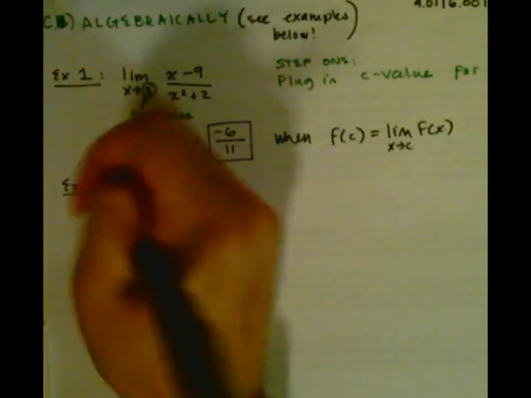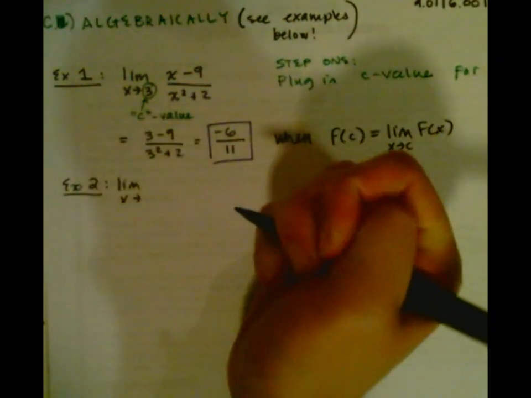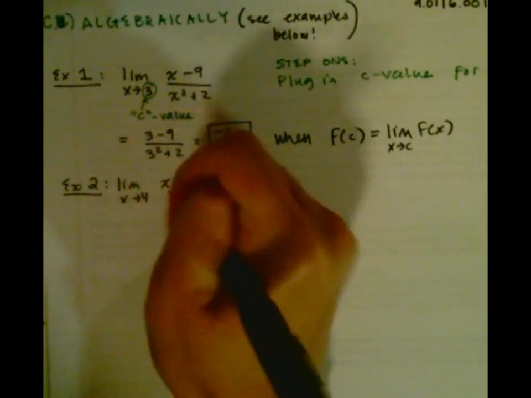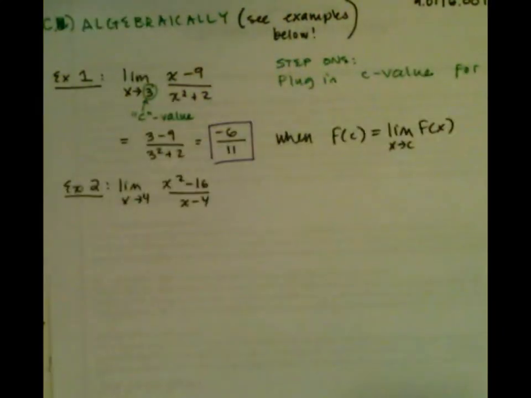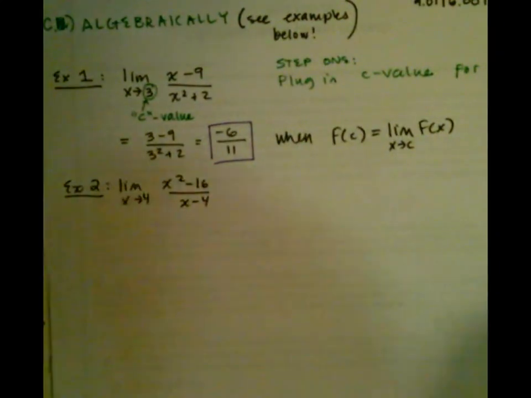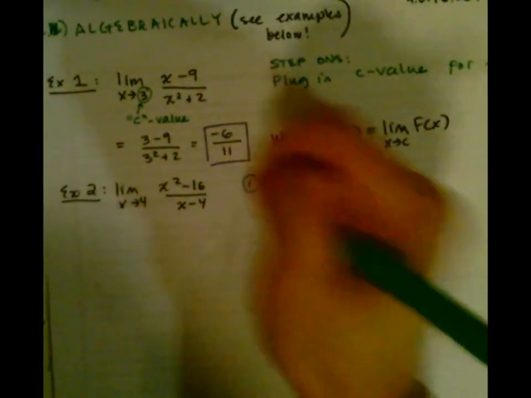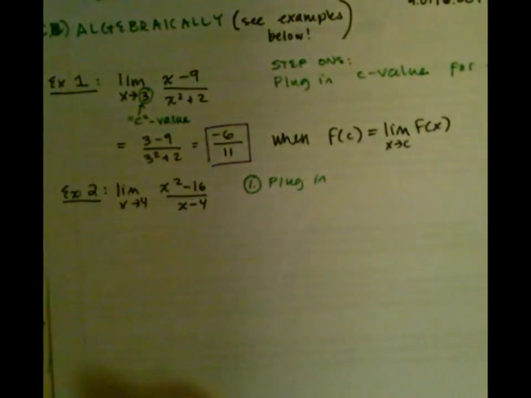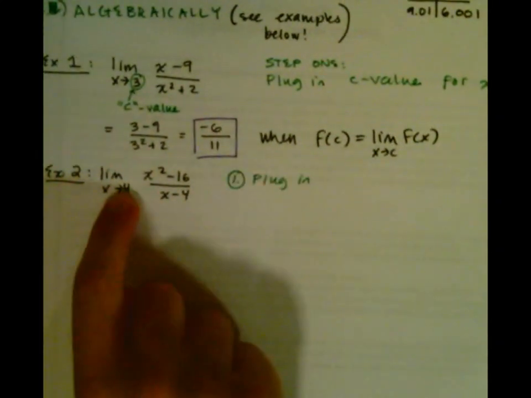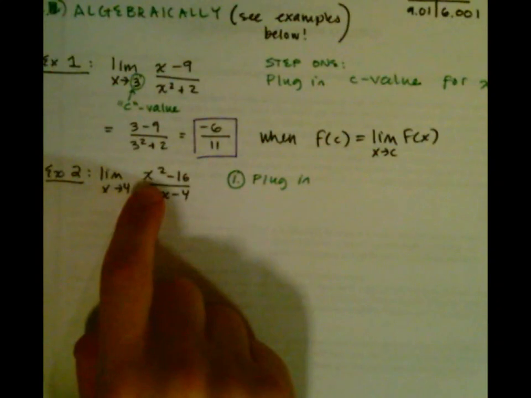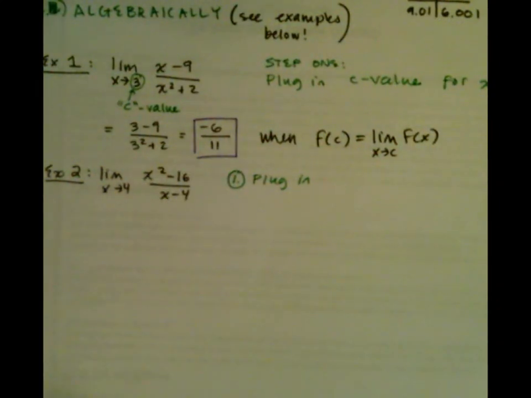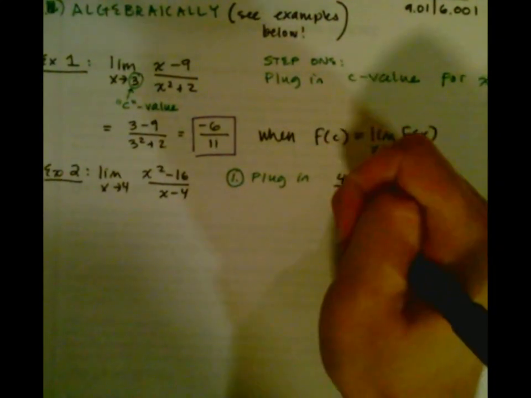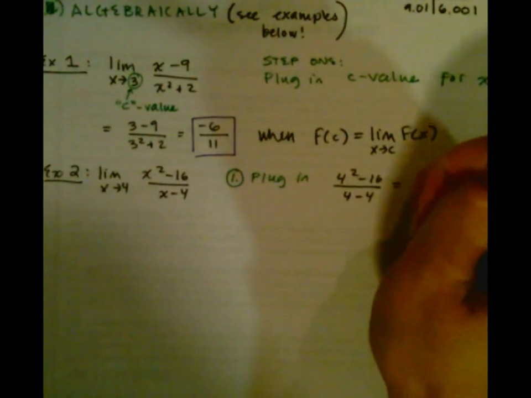So my next example is the limit as x goes to 4 of (x squared minus 16) over (x minus 4). I'm going to do my first step where I plug in. I'm just writing plug in, but I'm talking about plugging in the number x is approaching for the x, and seeing what happens. So here we get 4 squared minus 16 over 4 minus 4, which is 0 over 0.